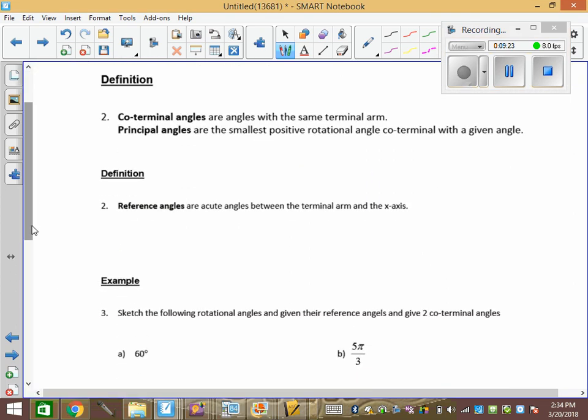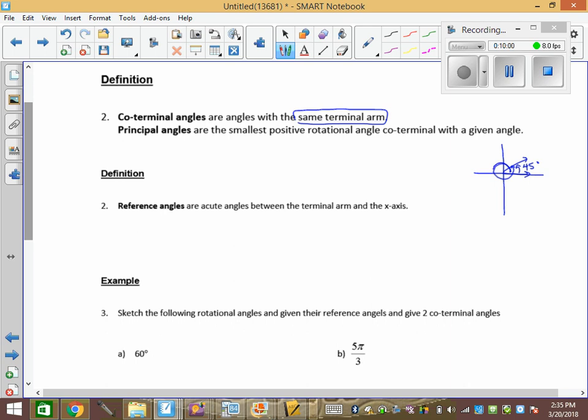So these are definitions. Coterminal angles are angles with the same terminal arm. So for example, if I had the angle 45, to get a coterminal, I could just start here, go to 45. I'm going to have to keep going around and then come back to here, and I land on the exact same terminal arm. So what did I actually do then to find out what that angle would be?